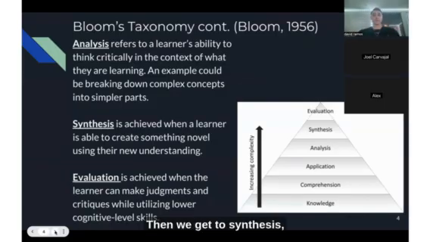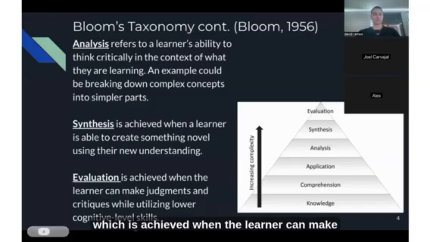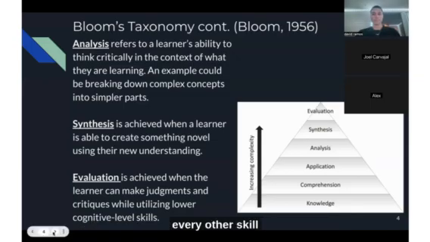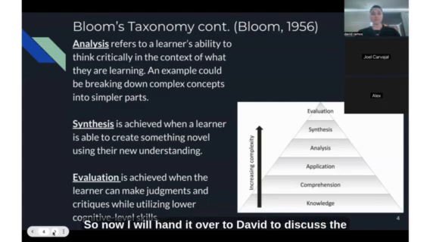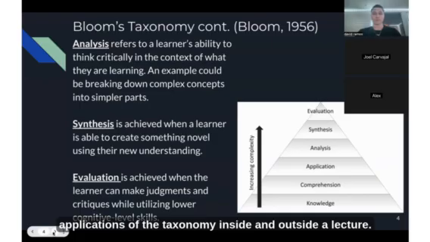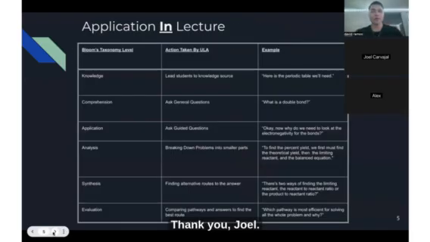Then we get to synthesis, which is achieved when a learner is able to create something novel using their new understanding and every other skill before. Then lastly, we have evaluation, which is achieved when the learner can make judgments and critiques while utilizing every other skill below evaluation. So now I will hand it over to David to discuss the applications of the taxonomy inside and outside a lecture. Thank you, Joel.